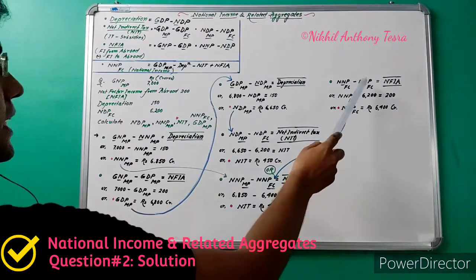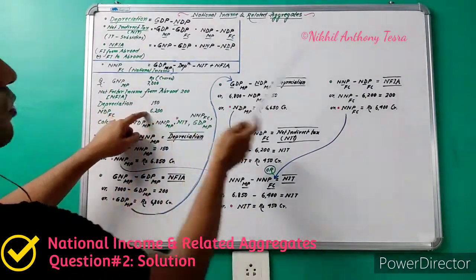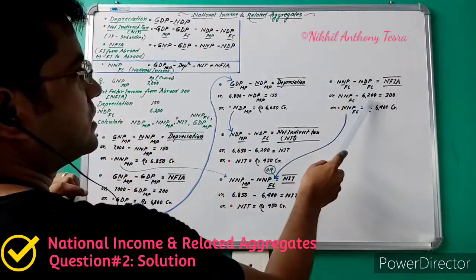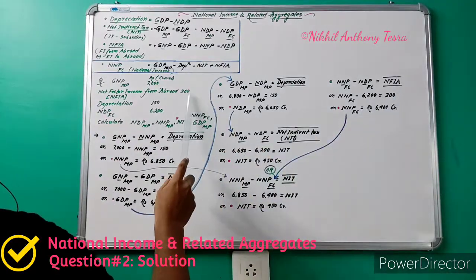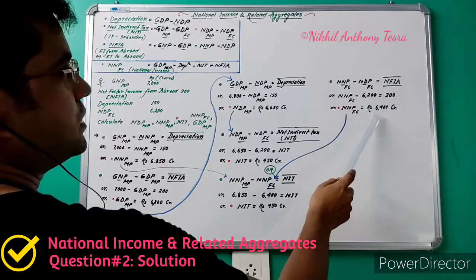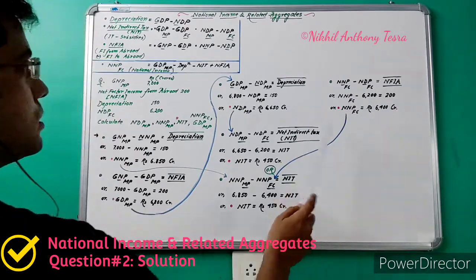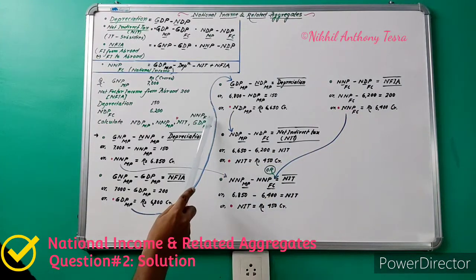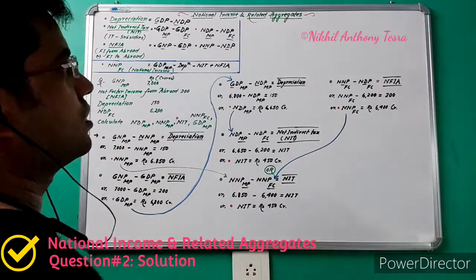Right now, NDPFC is given, 6200. Copy it across and paste it. 6400. NFI is given, 200 crores. It is done. So through this you can calculate easily NNPFC. NNPFC equals 6400 crores. So you got the answer, NNPFC 6400 crores.